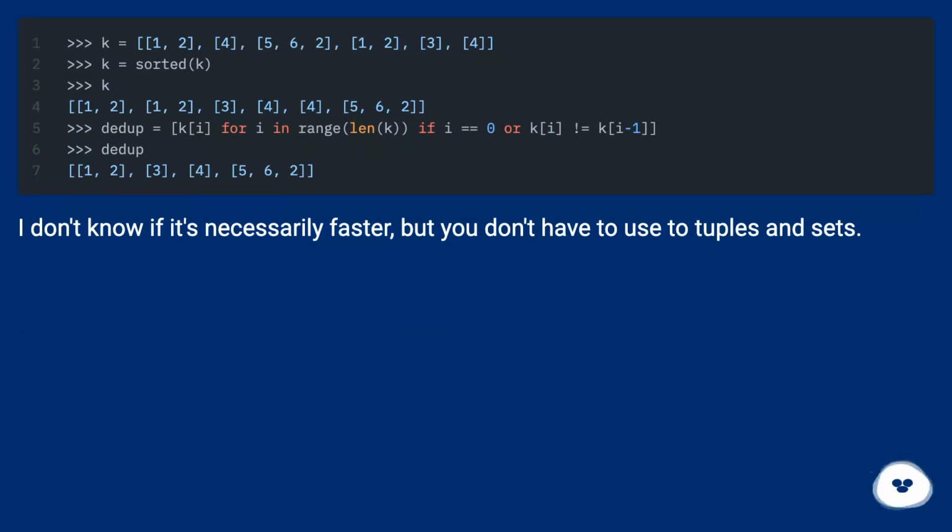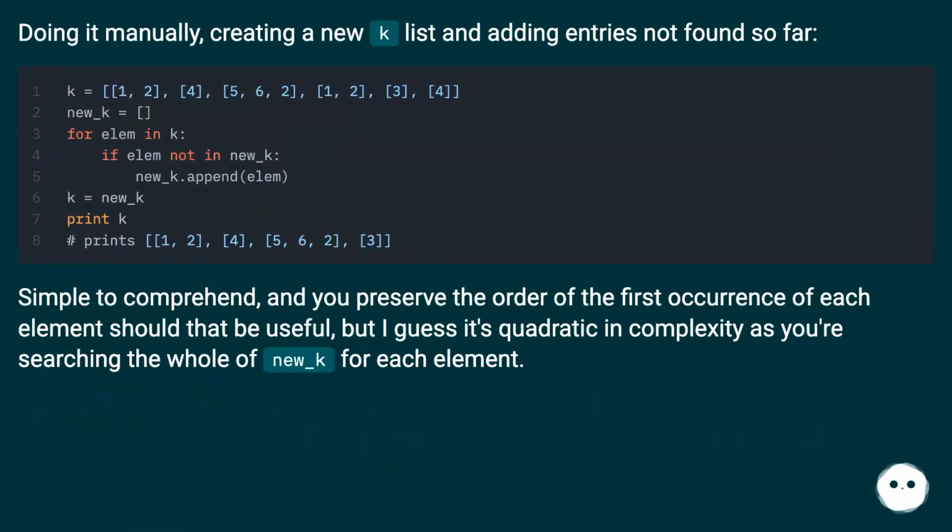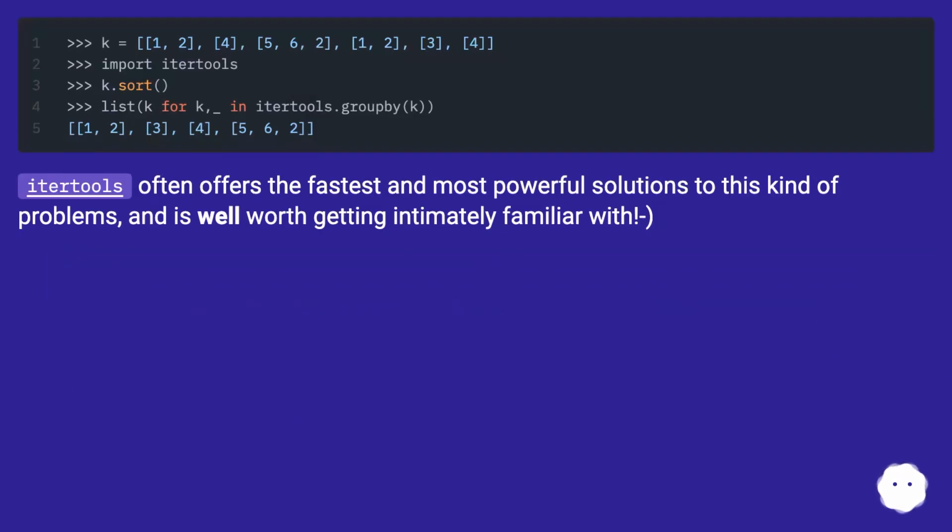I don't know if it's necessarily faster, but you don't have to use the tuples and sets. Doing it manually, creating a new K list and adding entries not found so far. Simple to comprehend, and you preserve the order of the first occurrence of each element, should that be useful. But I guess it's quadratic in complexity, as you're searching the whole of new_k for each element. itertools often offers the fastest and most powerful solutions to this kind of problem, and is well worth getting intimately familiar with.